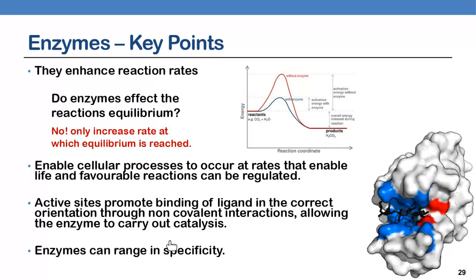Enzymes can range in specificity, like we see again for the ADH. It is able to bind other substrates, so that enzyme might be a little bit more promiscuous, whereas some enzymes are very, very specific to just one substrate. So that's all going to depend on the actual enzyme itself.